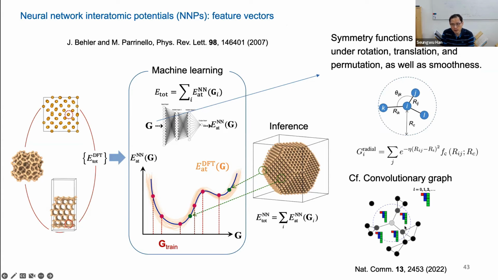Or recently there is another descriptor called the convolutional graph, which we think is quite powerful, but this is much more expensive or more complicated than the symmetric function. Okay, so I think that they are very smart in proposing such a symmetric function and using it as an input feature of this atomic energy. Anyway, it works very, very successfully in many examples.